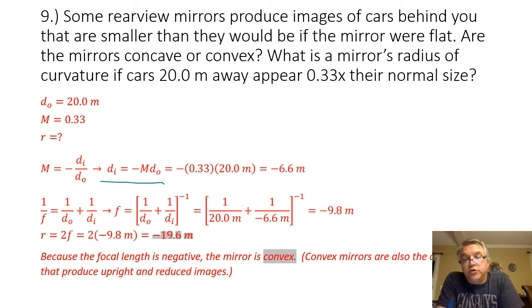And I also should know that convex mirrors are the only type of mirror that will produce an image that is both upright and reduced.